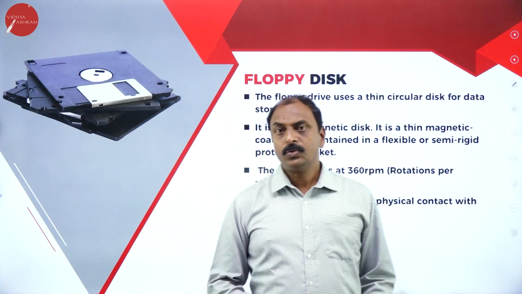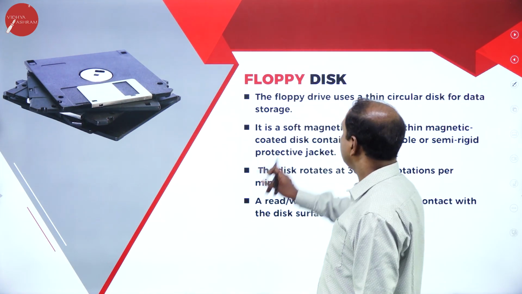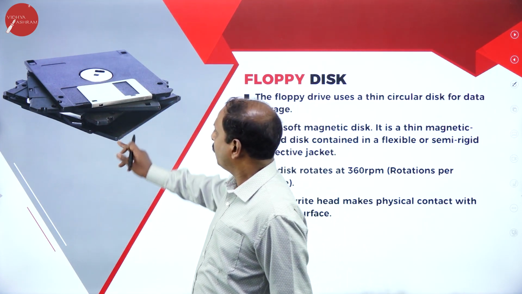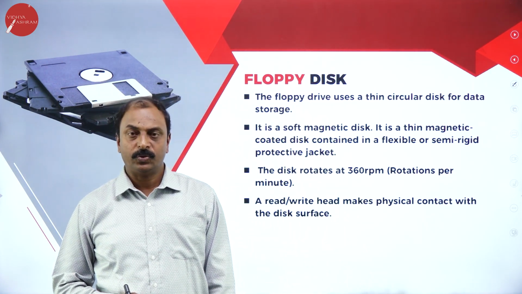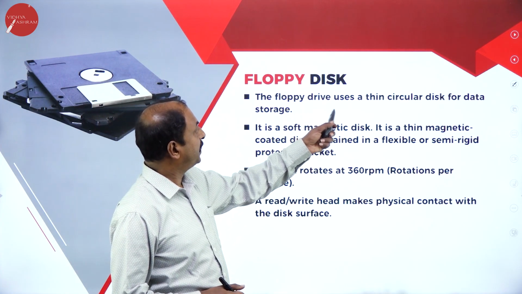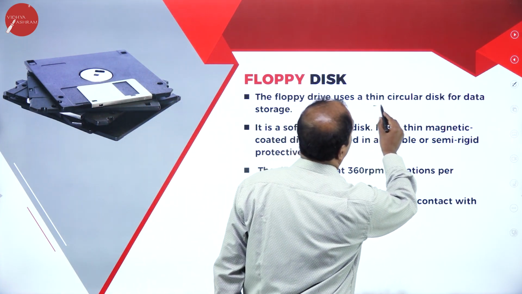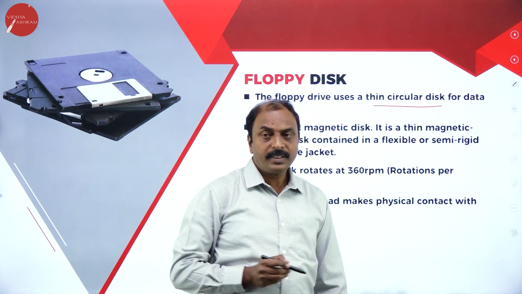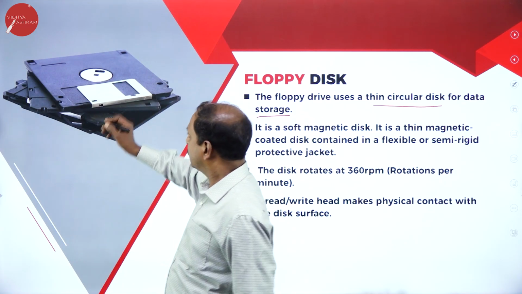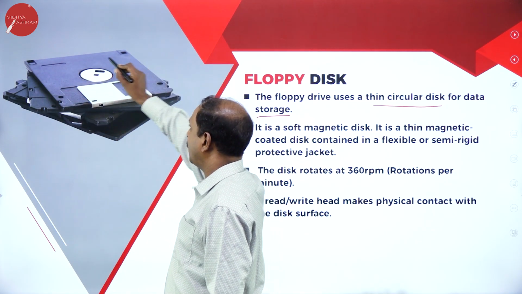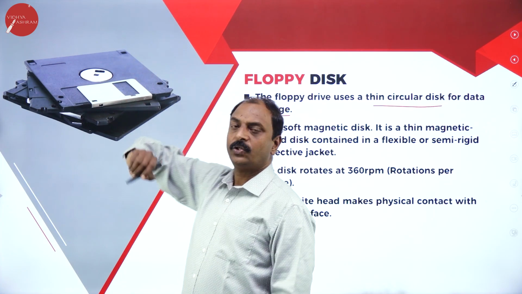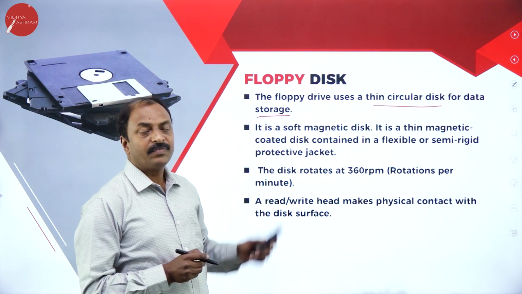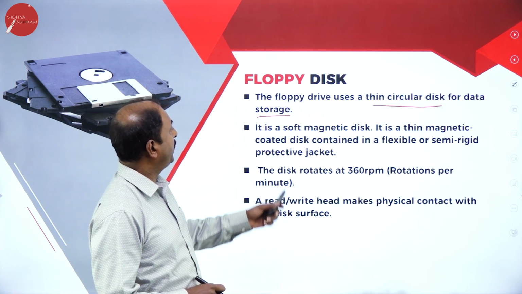Now let us move on to one more secondary memory device, that is the floppy disk. Now students, we can see the image of this. This is a floppy disk that we normally use. The floppy disk drive uses a thin circular disk for data storage. So what is a floppy disk? This is the disk; this is the case outside. Inside this you find a thin circular disk, and that is where data are stored.